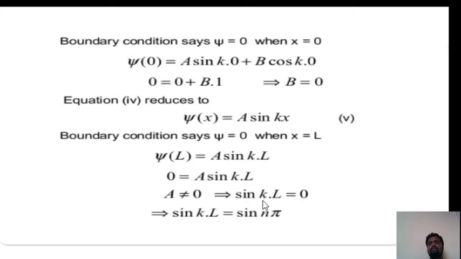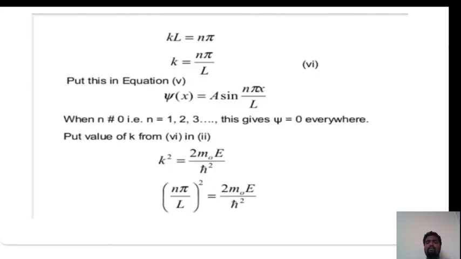So sin kl equal to 0 means we can write this expression as sin kl is equal to sin n pi. The value of sin n pi is equal to 0, so we can write kl is equal to n pi. Then k is equal to n pi divided by L.